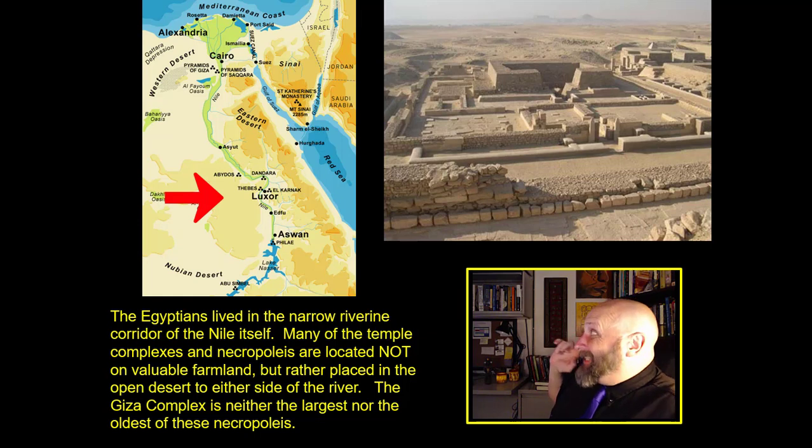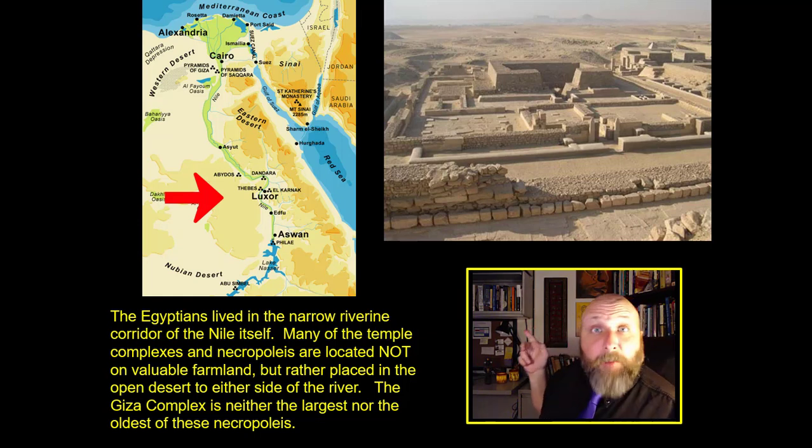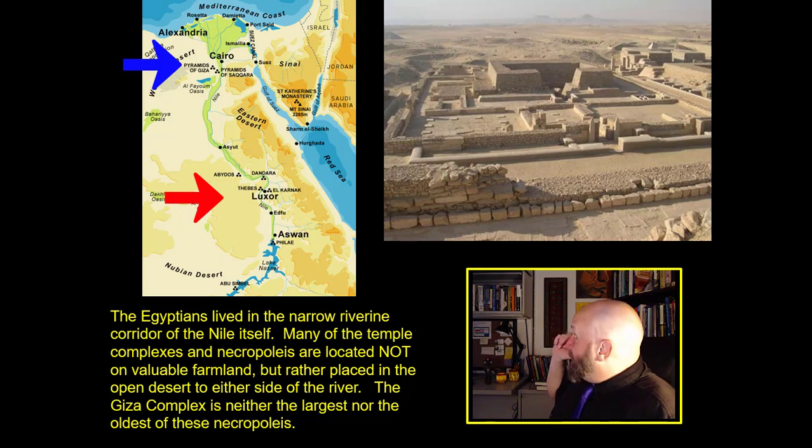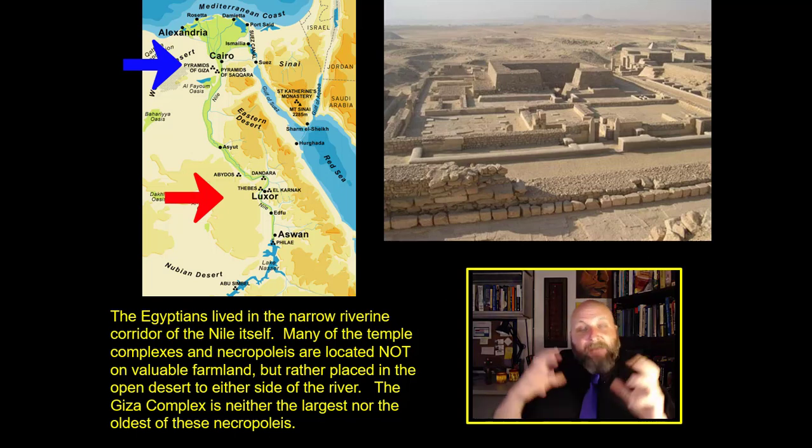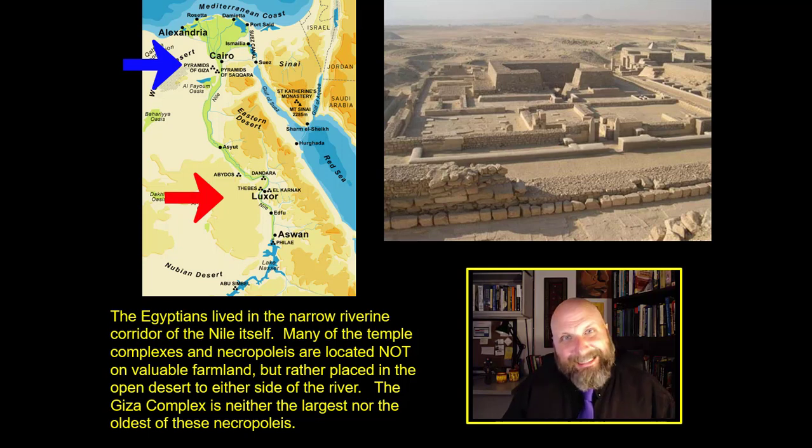Upper Egypt is there. It's at the bottom. Lower Egypt is at the top, right there. That's Lower Egypt, okay? So the Egyptians lived in this narrow riverine corridor of the Nile Valley itself. And many of these, they were very restricted in their agricultural area. They only had so much land to grow crops in.